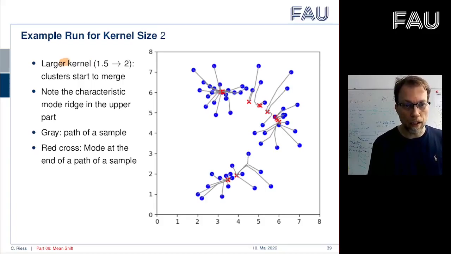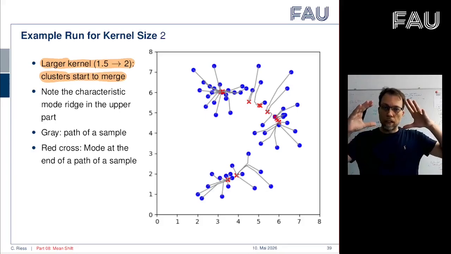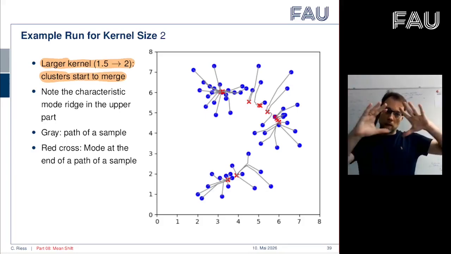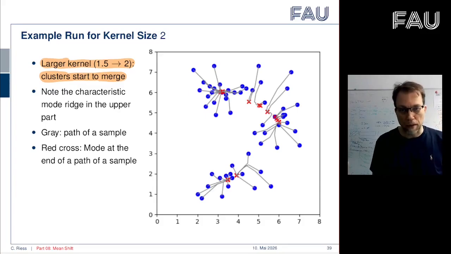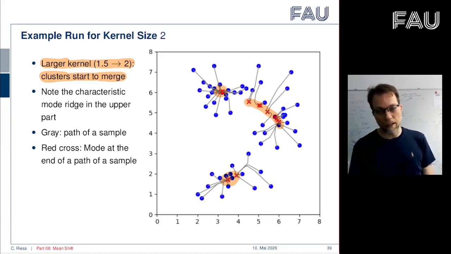So for a larger kernel, clusters start to merge. Yeah? So we have a larger area of influence, so more remote locations are summarized together. So this was compact already, it's still compact. This is another group. But here what we're seeing is they are kind of lining up. It looks as if this will be one cluster.